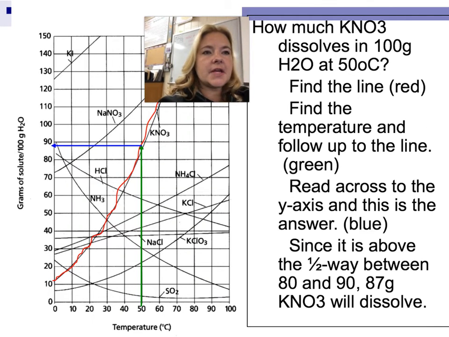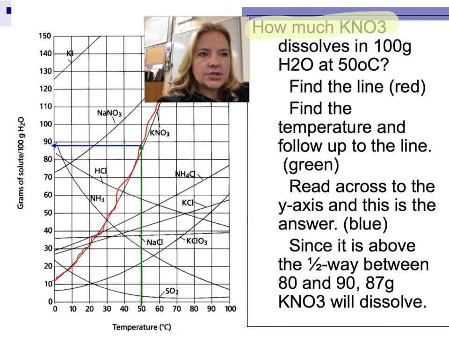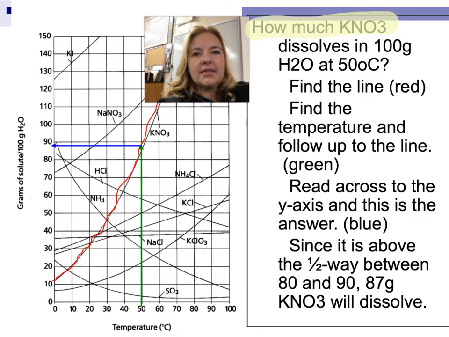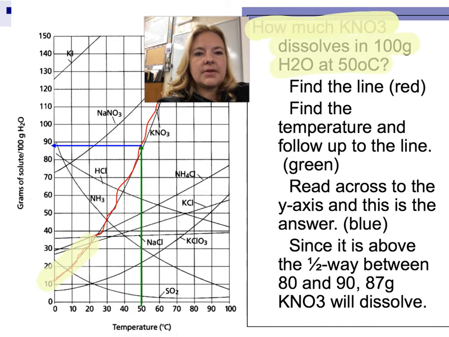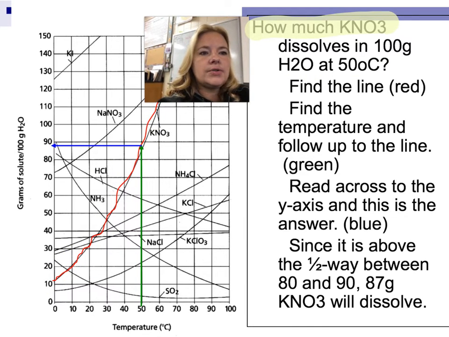Here's another example for you. I might ask you a question such as this one here. How much KNO3, potassium nitrate, dissolves in 100 grams of water at 50 degrees Celsius? Well, the graph itself already tells us that it's in 100 grams of water, so I don't have to worry about anything there. All I need to do is find the line for the material, which is going to be this one right here, the red line.